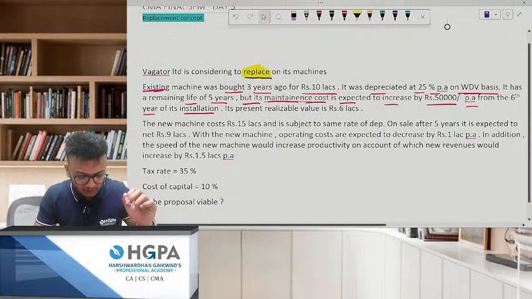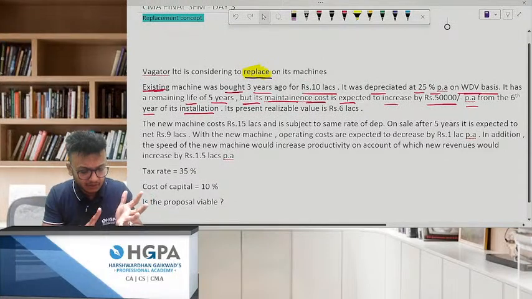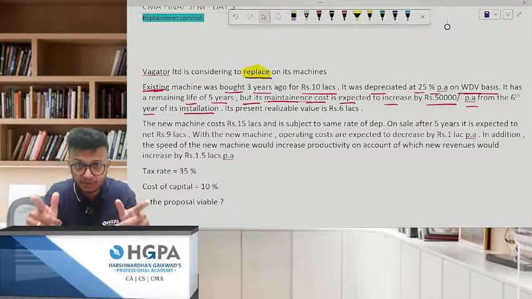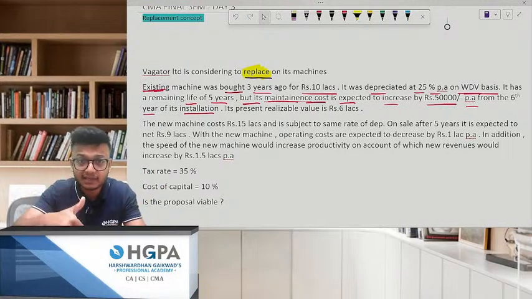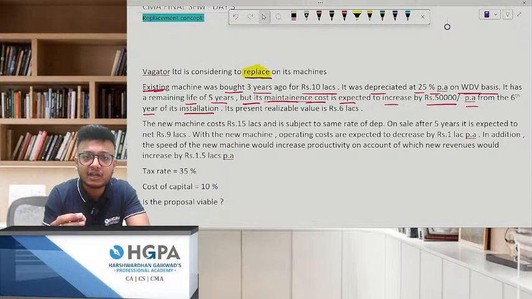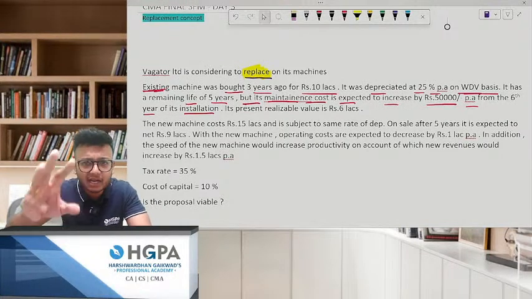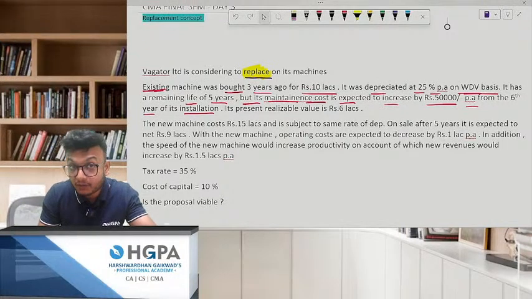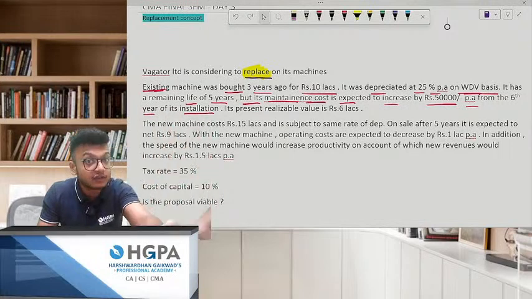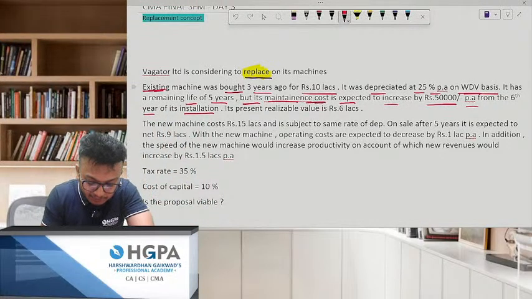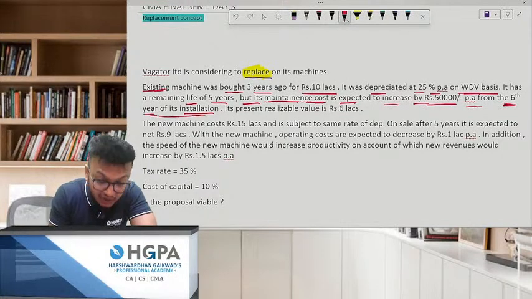Chalo. Up till now, what we have done? Existing machine was bought 3 years ago for 10 lakhs. Depreciate 25% per annum WDV basis. Its present book value is how much? 4,21,875. We did simply 25% minus for 3 years. Done. Now, its remaining useful life is 5 years, so total useful life is 8 years. You can write down these small things. Its maintenance cost is expected to increase by rupees 50,000 per annum from the 6th year of its installation.